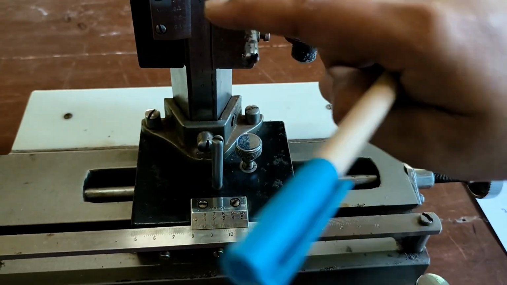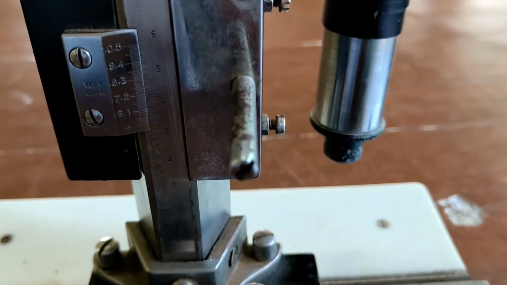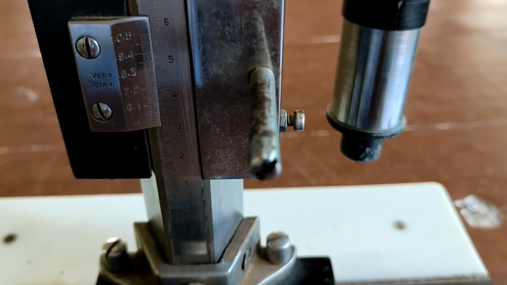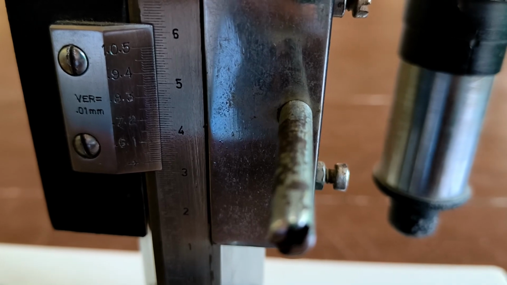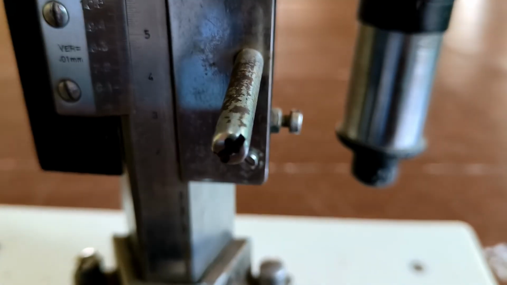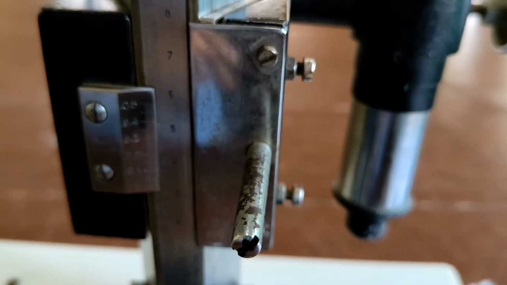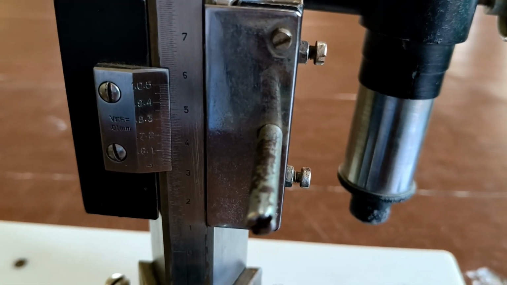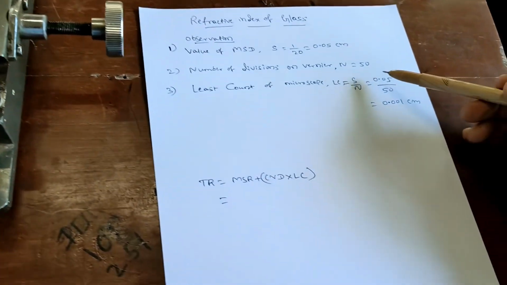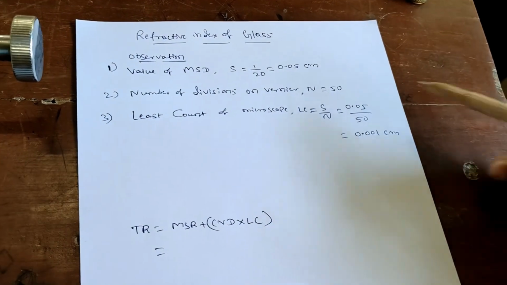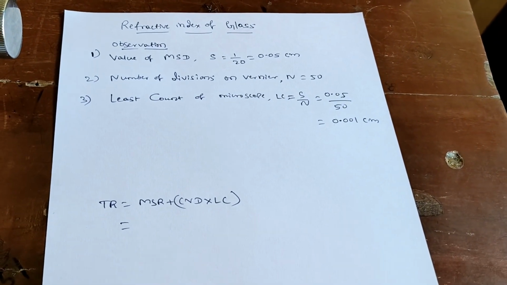Here, a total of 50 divisions are there in the vernier scale. Each first one is taken as 10 divisions, 20, 30, 40, 50, like that. Total 50 divisions are there. That we have to note down here. N equal to 50. And we also have to calculate the value of 1 main scale division.